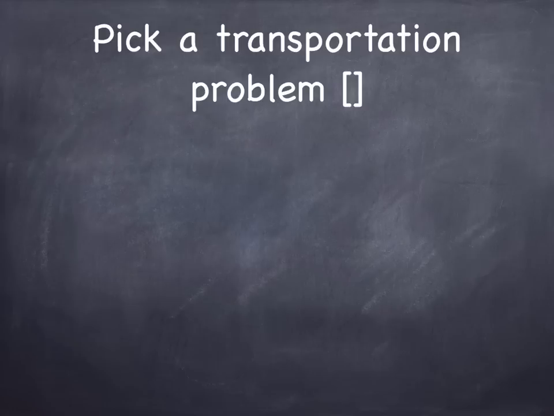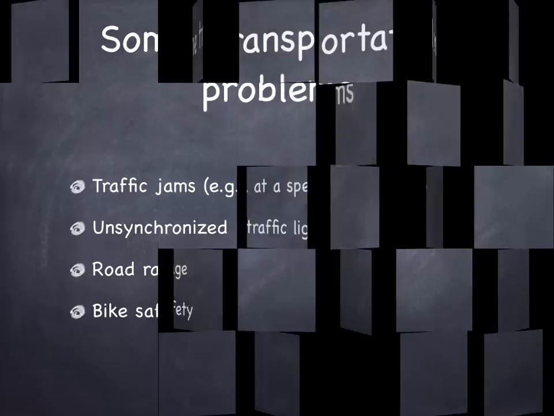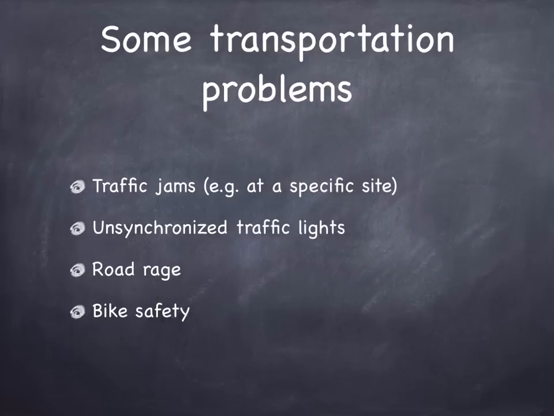When we're applying this rational planning process to transportation, probably the domain in which it has been most widely thought about, we need to think about what the problem is. What are we trying to do? What are we trying to solve? Take 60 seconds, pause the video, and develop a list of transportation problems. We can list some: traffic jams, unsynchronized traffic lights, road rage, bicycle safety.